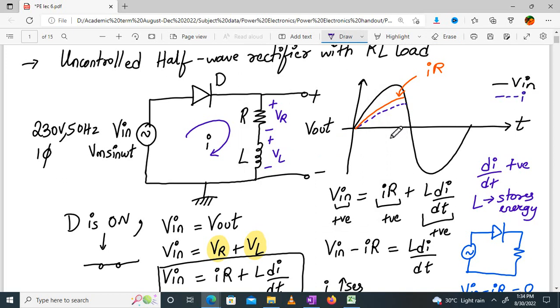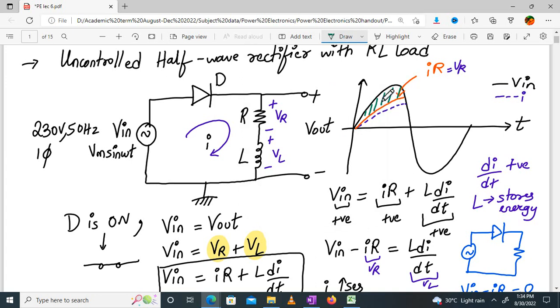Now you tell me, if this black color one is V in, and this red color one is VR, what is VL? What is the energy stored in the inductor then? Correct. So I'll repeat, this is VR. This is VL. This L di by dt is VL. So V in is this black color, this blue color is my I, and the red color is my I into R. That is VR actually. So where is my VL? This is VL.